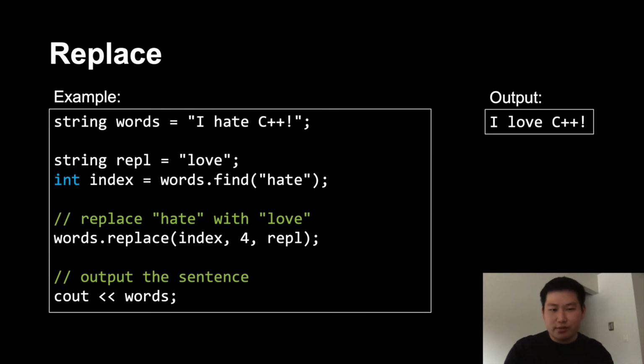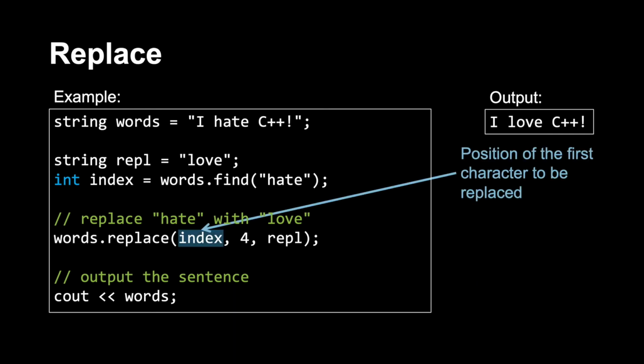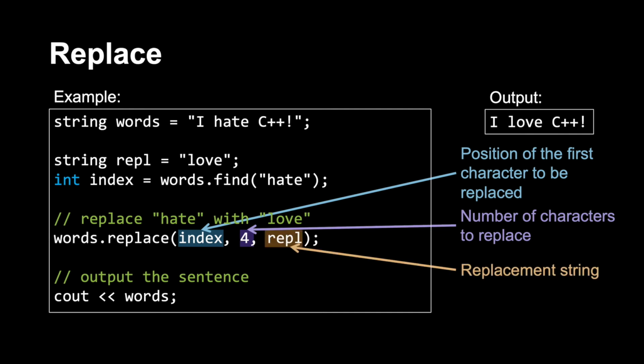Next, we use the replace function. So the replace function takes in 3 arguments. The first argument is the position of the first character to be replaced. The second argument is the number of characters to replace. And the third argument is the replacement string.